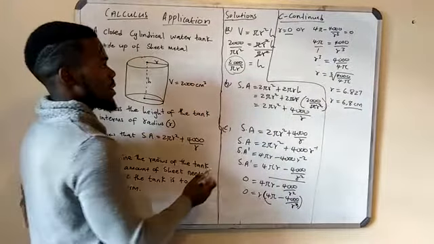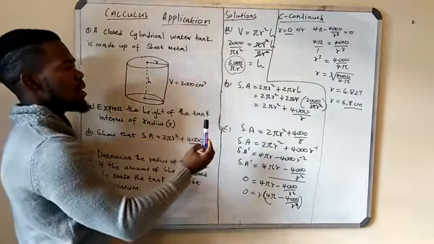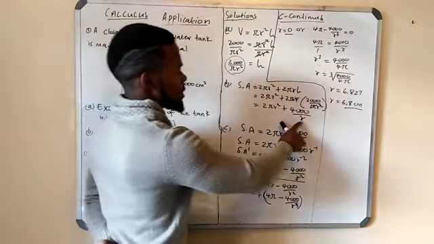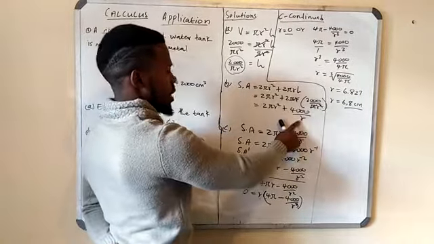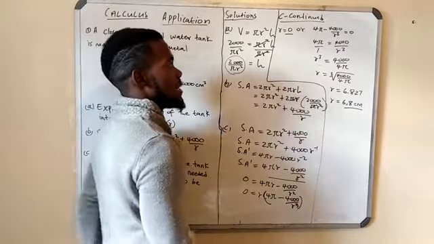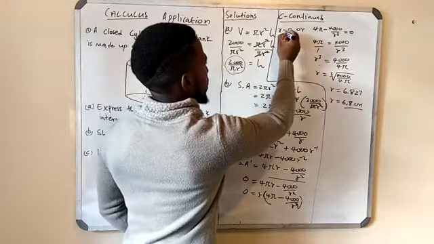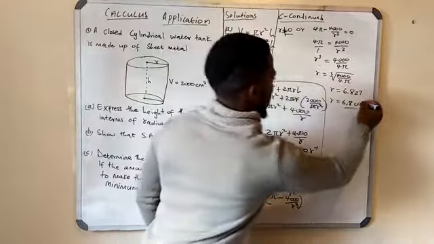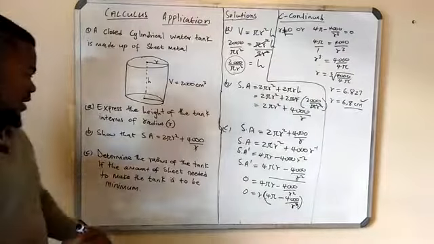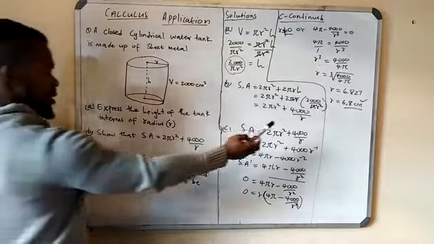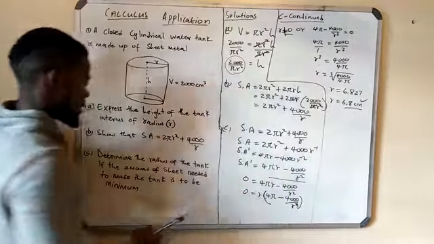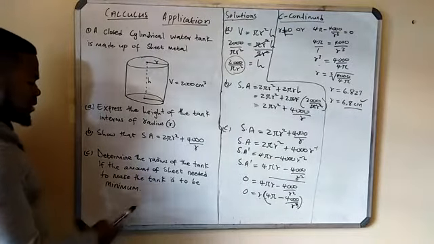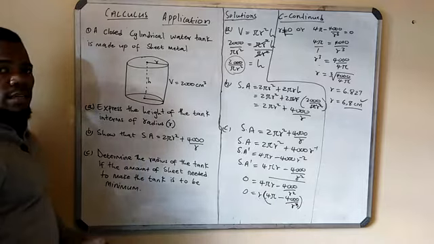Now let us check. Remember, they said for the amount of sheet needed to make the tank to be minimum. So when you substitute r equals 0 here, it will make this whole thing undefined. So in other words, r cannot be 0. Therefore, this is our final answer for the radius of the tank. This is the radius that is needed, the radius of the tank if the amount of sheet needed to make the tank is to be minimum.